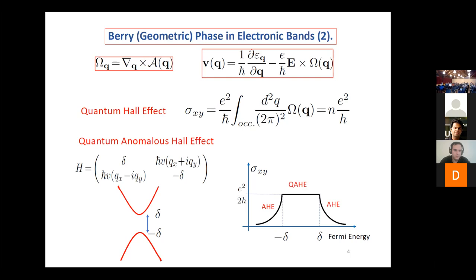If the chemical potential is here in the gap, as has been commented before, you obtain the quantum anomalous Hall effect, and the Hall conductivity is quantized to one half in units of e squared over h. But also when you move to the bottom of the conduction band and the top of the valence band, you have some anomalous Hall effect, which is not quantized, but is finite, okay? And this is going to be important for the dynamics of the electron. So this is for one electron.